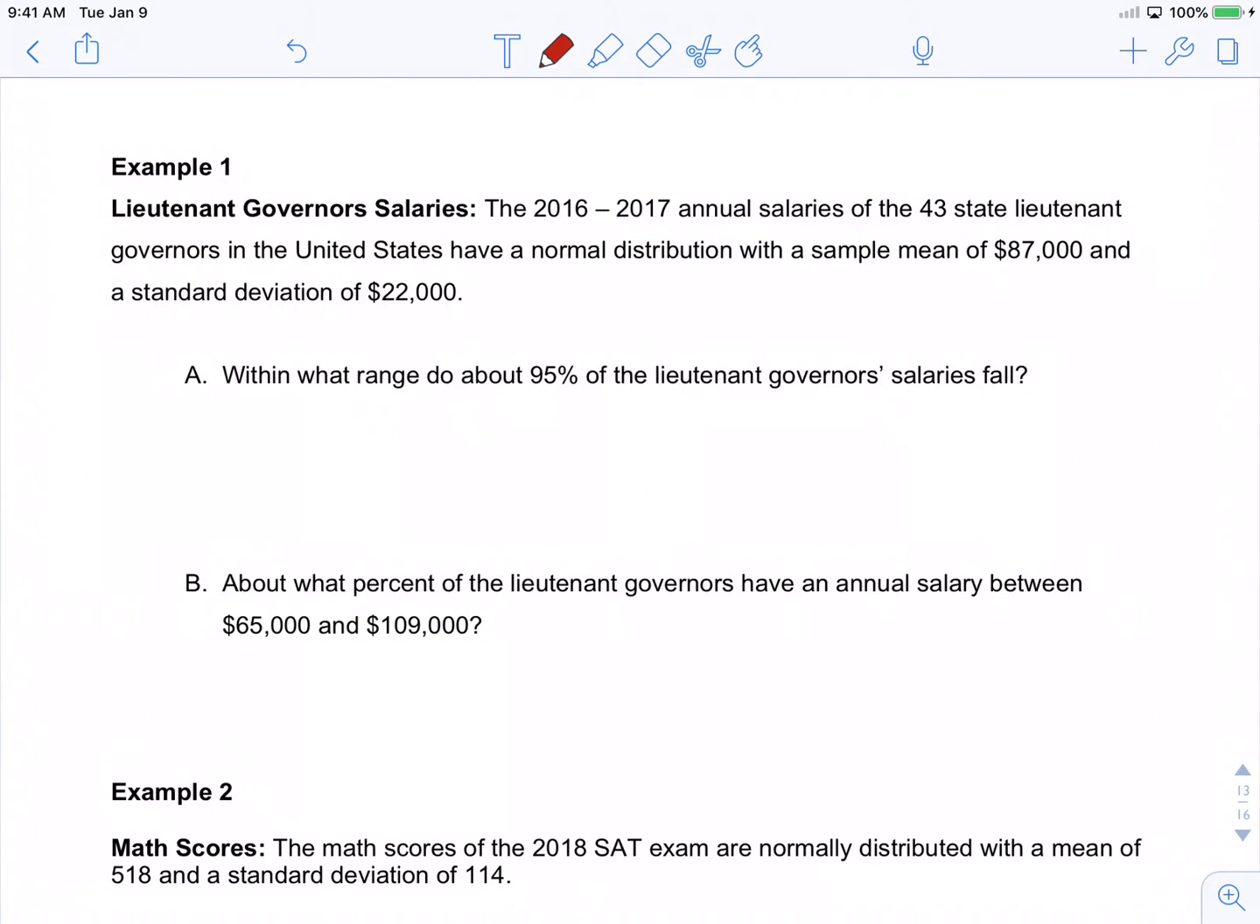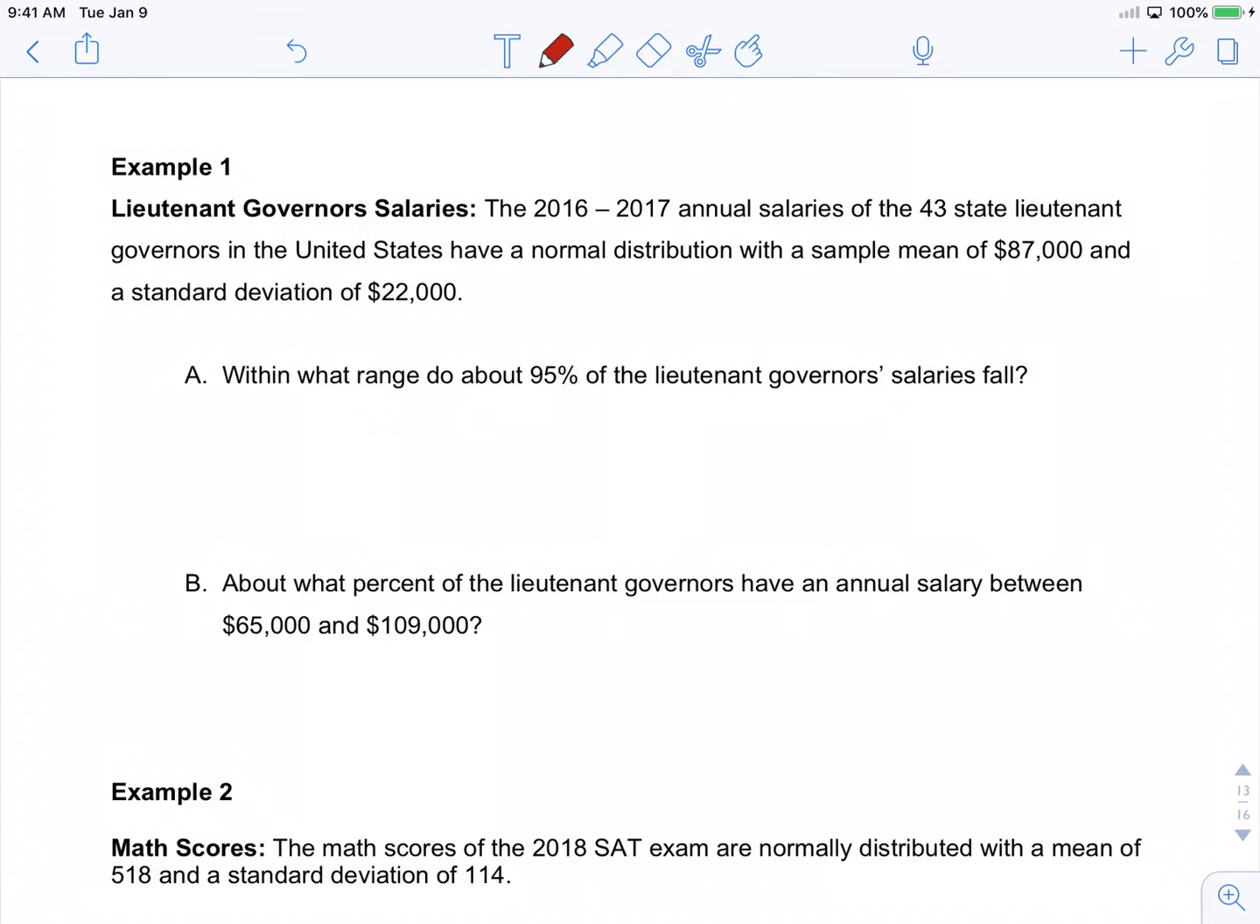And we have lieutenant governors' salaries. So this is not our governors' salaries, but instead lieutenant governors. These are the annual salaries from 2016 to 2017 of the 43 state lieutenant governors. Not every state has a lieutenant governor, so 43 state lieutenant governors. It says they have a normal distribution, so if we plotted all of their salaries, it would be that shape of a normal graph, a mound curve. It has a mean of $87,000. So of the 43 state lieutenant governors, the average salary is $87,000, the middle salary. And then their standard deviation is $22,000. That would be the spread of the data, how far above and below the mean it would go.